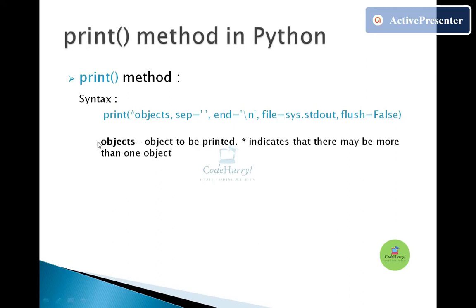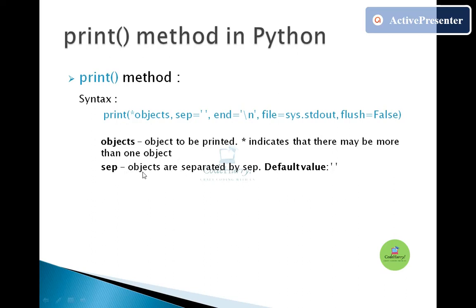Objects. What is objects? The objects which need to be printed are given as input. For example, we have just typed print MSG, so MSG was the object to be printed. Star indicates that there may be more than one object. At a time you can type more than one object. We'll see examples. Then sep. By default it is a space. We can set it to other things also.